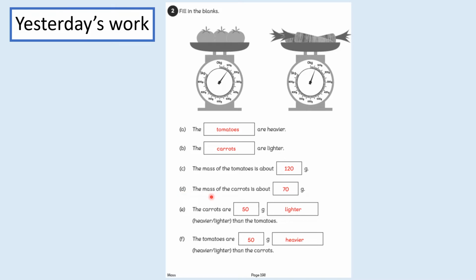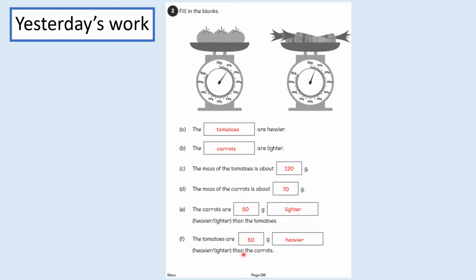Question D, we should have got the mass of the carrots is about 70 grams. Again, I worked that one out by looking at that mark between the 0 and the 100. I know that halfway between those two is 50 grams, and then I can count on in tens from 50, 2 marks on, which takes me to 70 grams. Again, if you got 60 or 80 grams, give yourself a tick as well. Question E, the carrots are 50 grams lighter than the tomatoes. Question F, the tomatoes are 50 grams heavier.